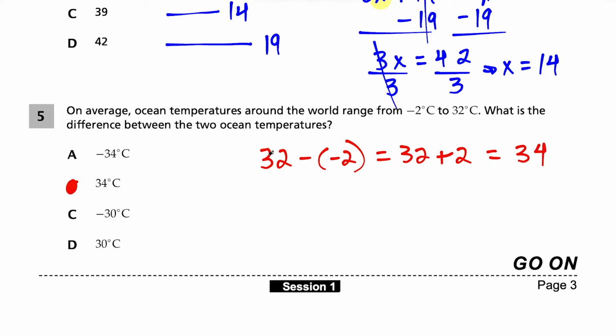If what I just did didn't make sense, think about this in terms of a thermometer. So here we'll say is 0. Negative 2 degrees, I'm going to put down here like this. And then this distance up here, we're going to call 32. So if we're going from negative 2 to 32, notice that we have to go up 2, and then we have to go up another 32. So that's where the 32 plus 2 is coming from, giving us 34. And now the units here, we're talking about degrees Celsius. So our solution is 34 degrees Celsius.